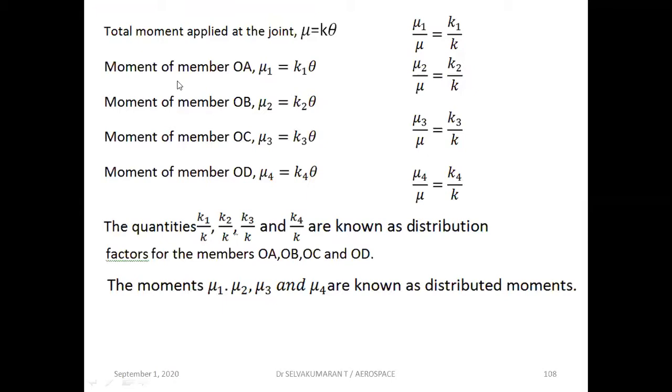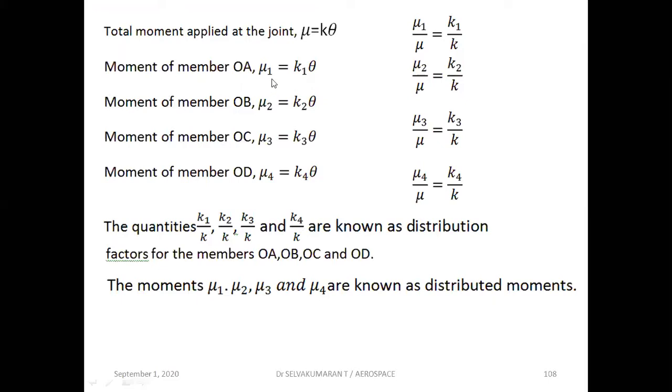See, member OA. This is the moment applied. Mu is equal to K theta, where theta is the unit slope or unit rotation, which is the same for all the members. So moment of member OA, Mu1 is equal to K1 theta. Similarly, Mu2 is equal to K2 theta. Mu3 is K3 theta. Mu4 is K4 theta. Mu1, Mu2, Mu3, Mu4 are the distributed moments. I'll tell you later while solving the problem what distributed moments are, why they have to be distributed, and how they have to be distributed for different types of supports.